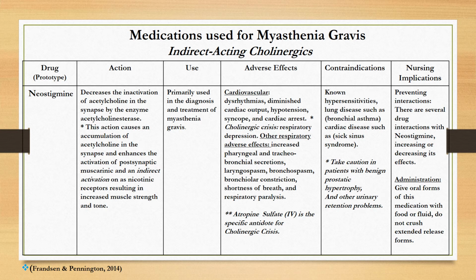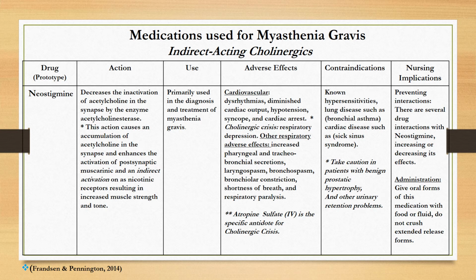Other adverse effects, respiratory, we can see an increase in secretions. We can see laryngospasms and bronchospasms because of that constriction of the bronchioles. We can also see shortness of breath and respiratory paralysis. So if in a cholinergic crisis, what has to be given is an anticholinergic, and the drug of choice for that is atropine. So that's an antidote for a cholinergic crisis.